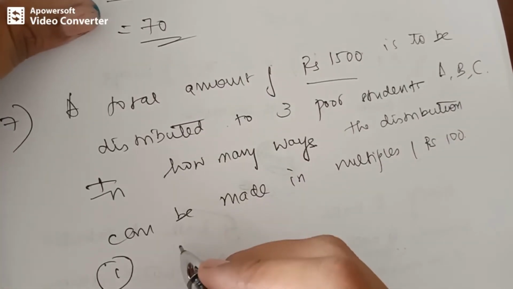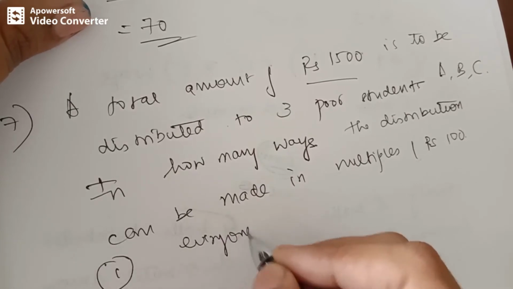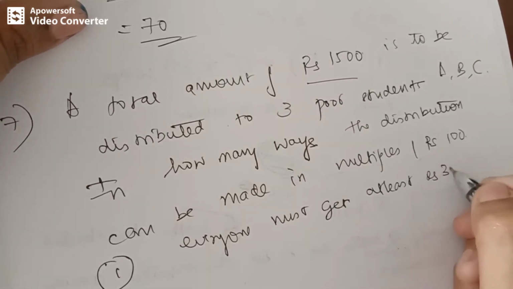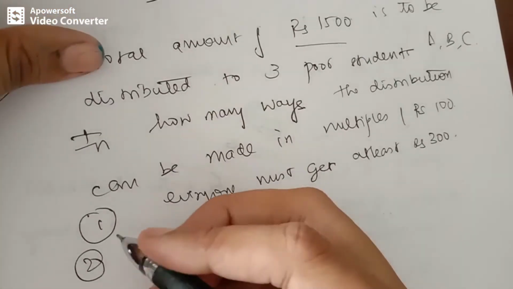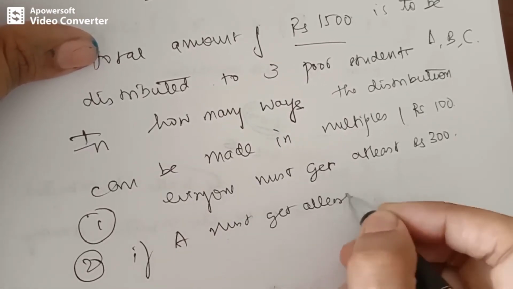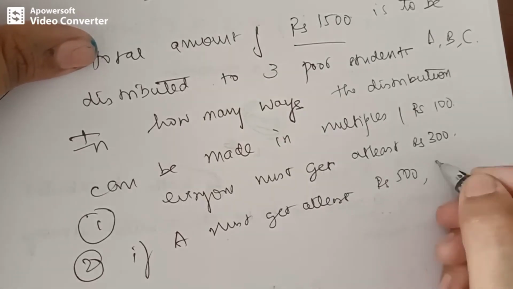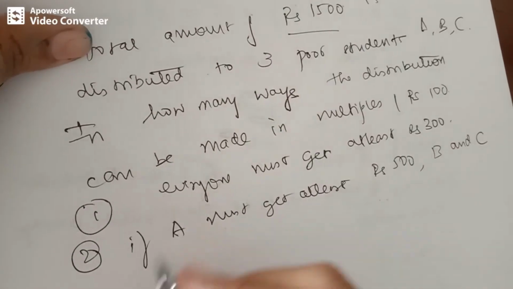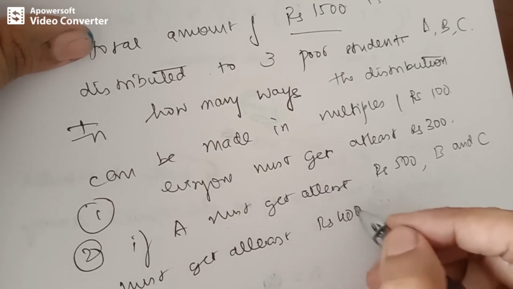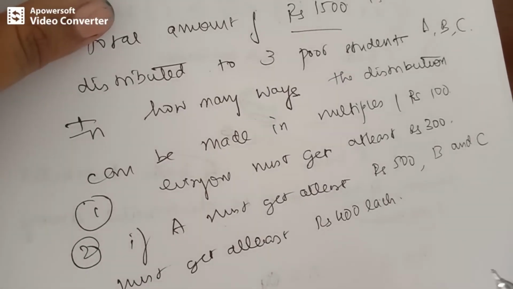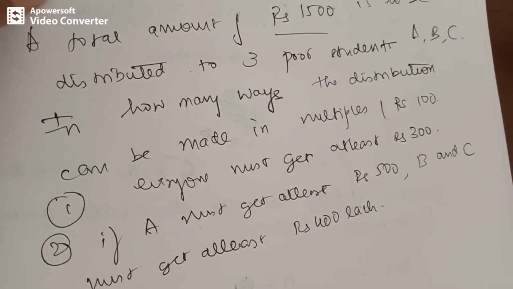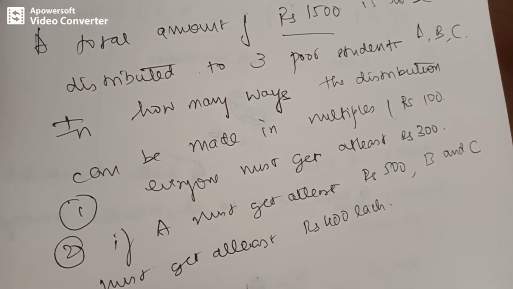So the first constraint is everyone must get at least rupees 300. In the second question, A must get at least rupees 500 and B and C must get at least rupees 400 each. So how is the distribution possible? So let's try to solve this.